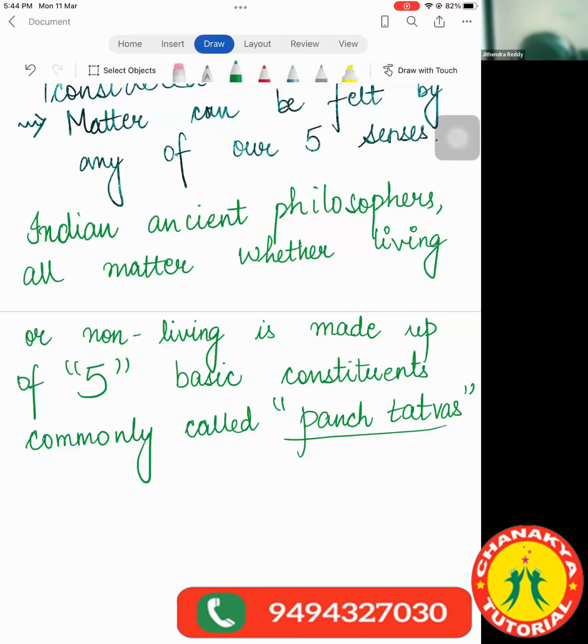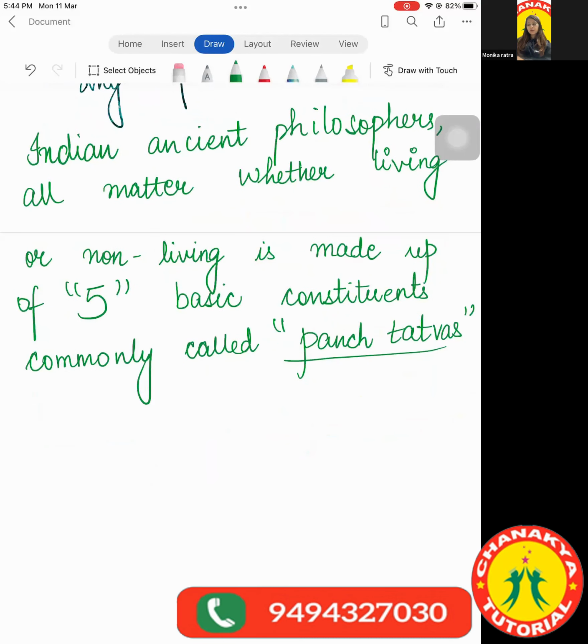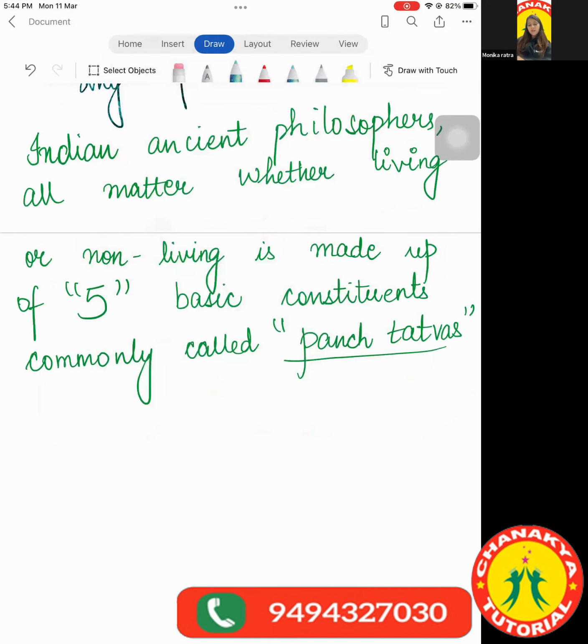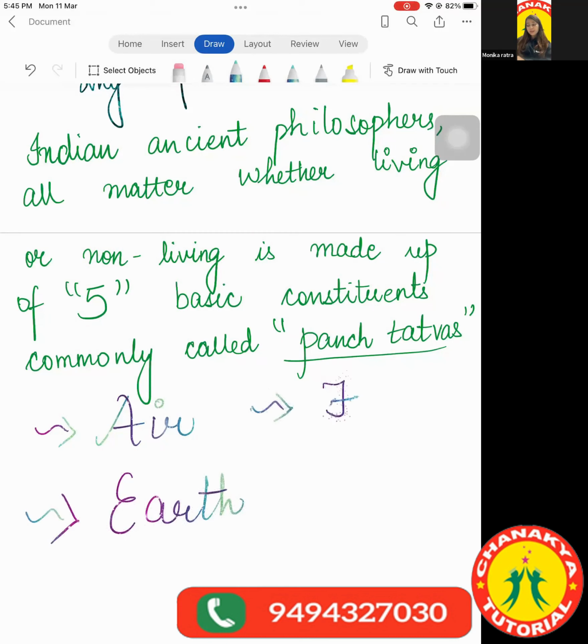Yes, ma'am. Anything you know about these five Panch Tattvas? No? Fine. I will tell you all. First one is air, which you said as wind. So that's air. The second one being the earth. Then the third one being fire. Fourth one being sky. And the last one, water.